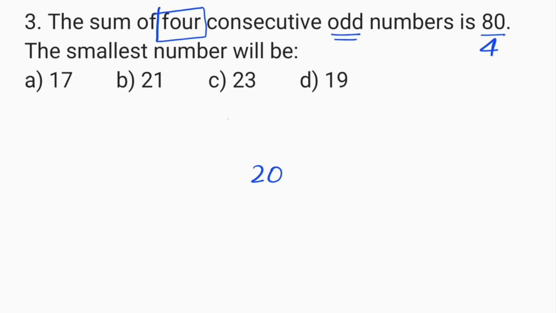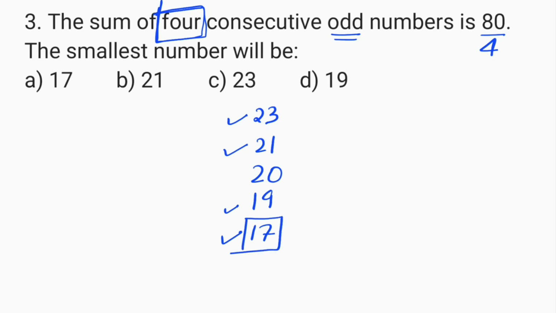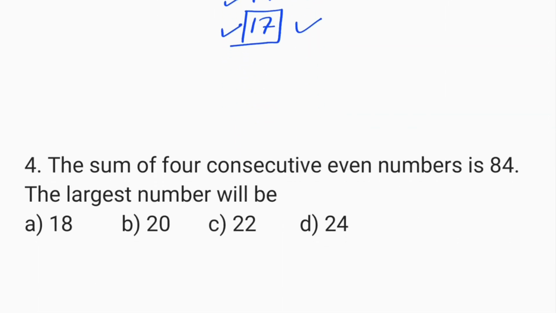It means 2 numbers will be more than this and 2 numbers will be less than this, because there are 4 numbers in total. Okay. Well, more than 20 is 21 and 23, and less than 20, 19 and 17. And the smallest is 17. This is the answer. Understand? And keep in mind, if you add these four numbers, you will get 80. So all the conditions are fulfilled, and this is how we get the answer.